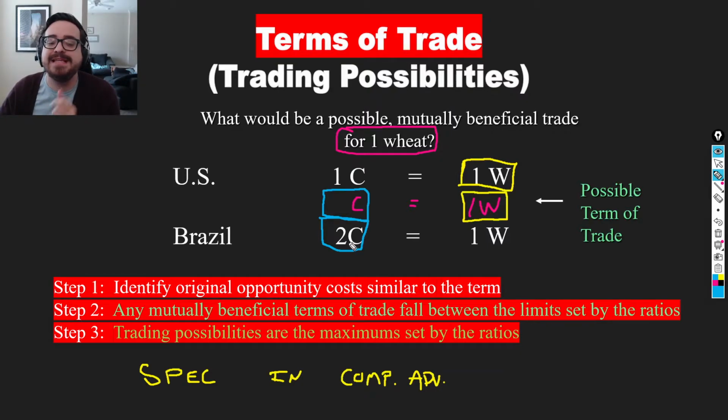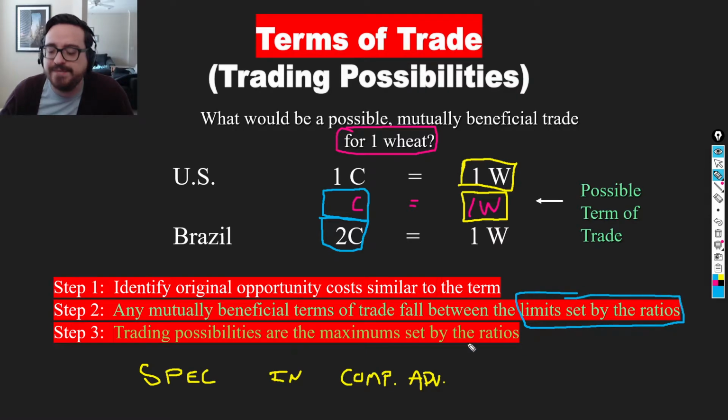So it needs to be less than 2 for it to be good for Brazil, because that way it's less costly. They're still getting 1 wheat no matter what. They would like to be giving up less for it to be beneficial for them. For the United States giving up wheat, they want to be gaining more for it to be beneficial for them. So here's the reason why I write it like this. The reason for the setup is you want to set up the opportunity cost because this is a set of ratios. And the limits of the ratios are the range for the term of trade. If the number is between these 2 opportunity costs, it will be a mutually beneficial term of trade.